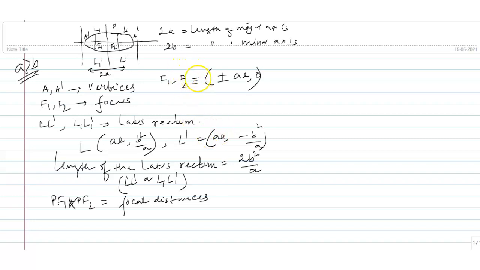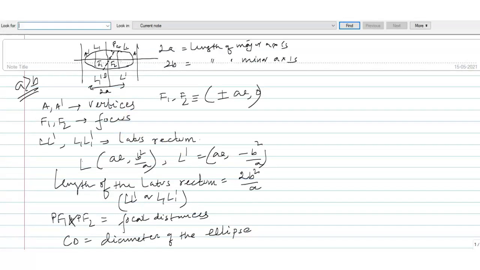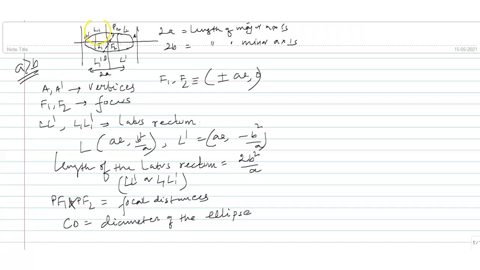Suppose a chord is passing through the center like this. If the chord is passing through the center, then that chord is known as the diameter of the ellipse. Suppose this is C, this is D, then CD is the diameter of the ellipse. Can you see it? Yeah.